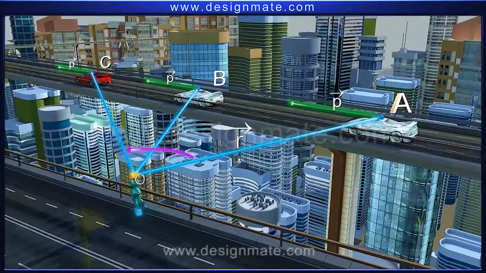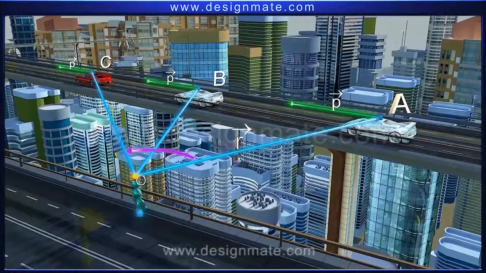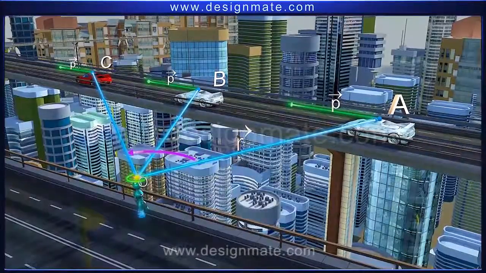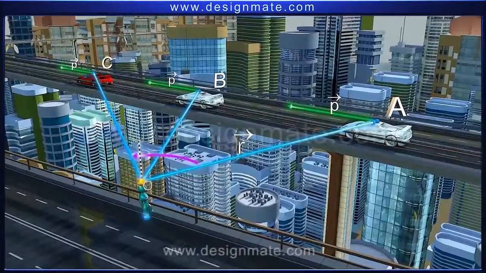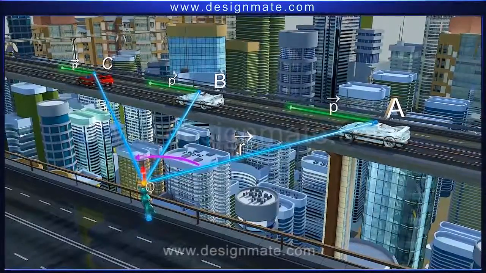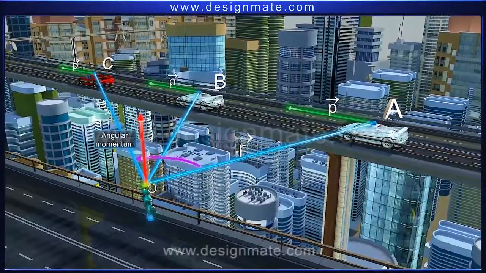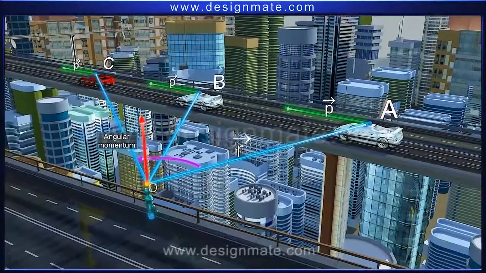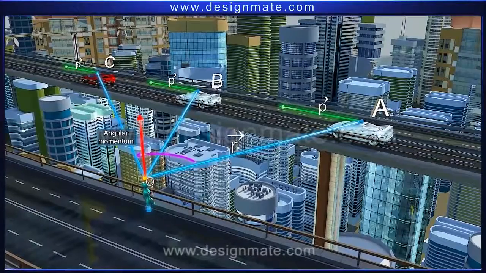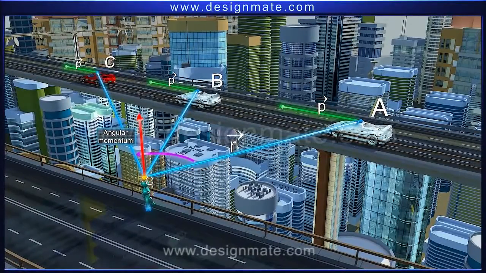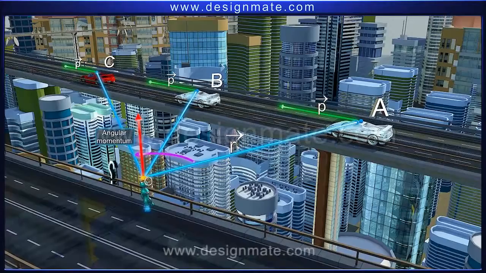We can therefore conclude that any moving object can be attributed rotation with respect to some fixed point or axis. The object is then said to possess angular momentum about that fixed point. The car, therefore, has angular momentum with respect to the observer. But what is angular momentum?